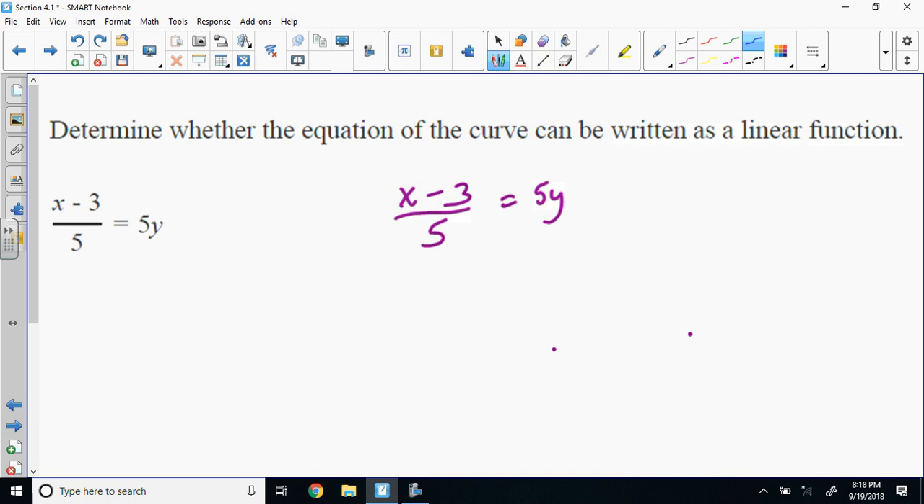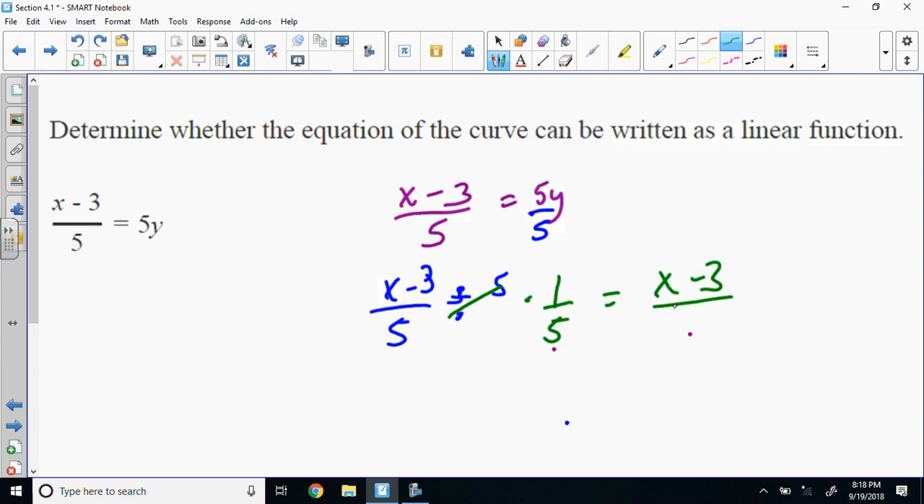We don't want it to be in the denominator, right? That would be an inverse, right? So let's do this. X minus 3 over 5, divided by 5, which is really times 1/5, right?